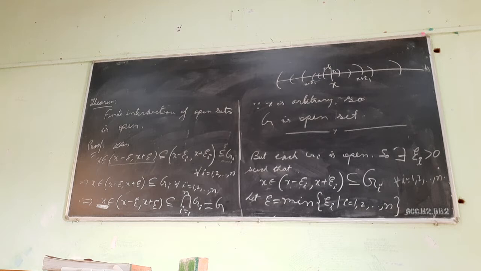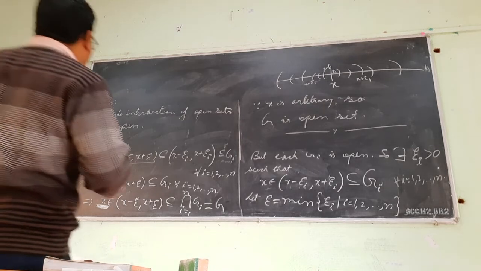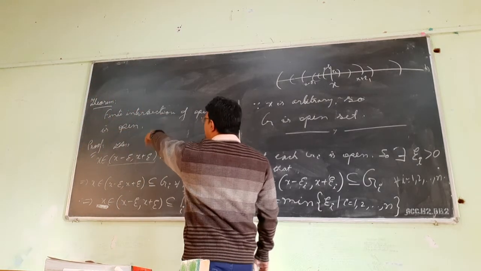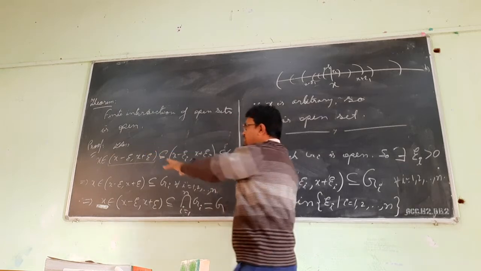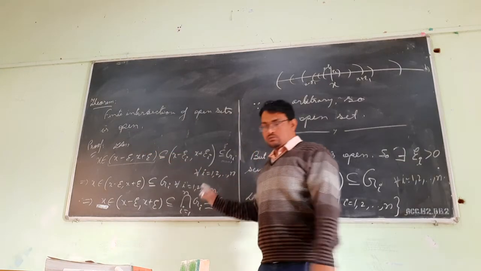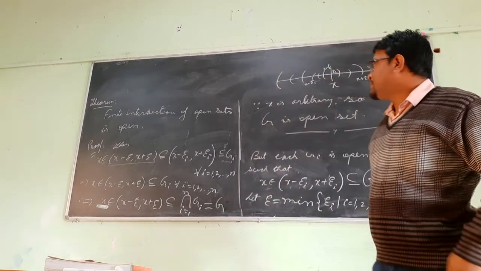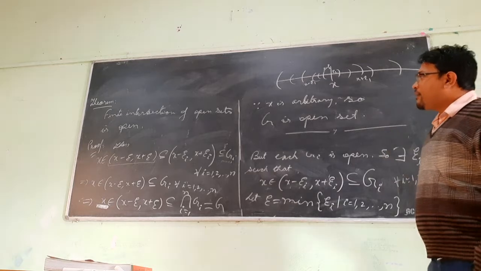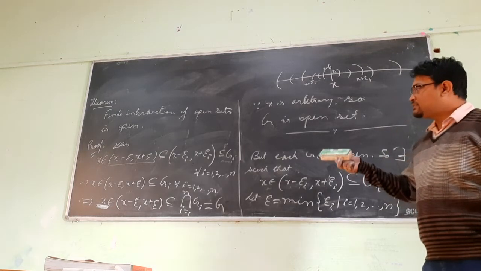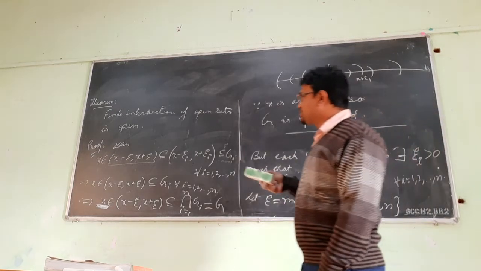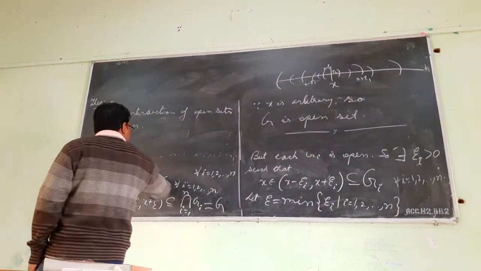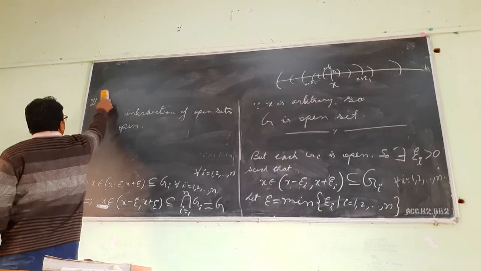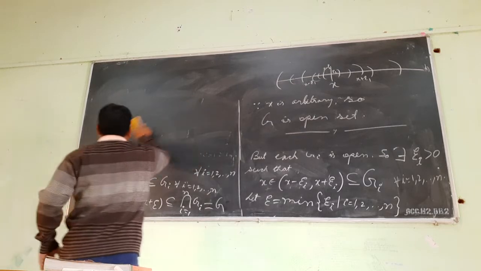Okay, so we have done the finite collection: the intersection is open. Next we will see that if you take an infinite, arbitrary collection of open sets, then their intersection cannot be open. So we will give an example for this case. If you take a collection of infinitely many open sets, then the intersection may not be open. So we will write this as a note.